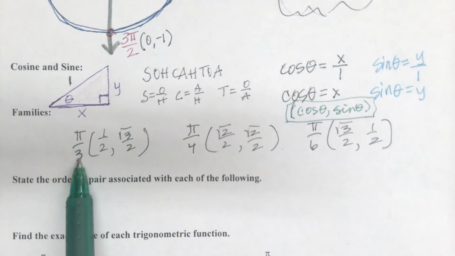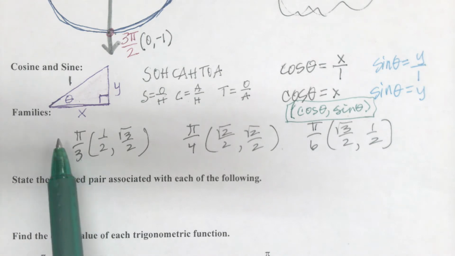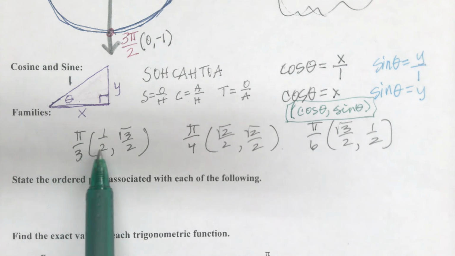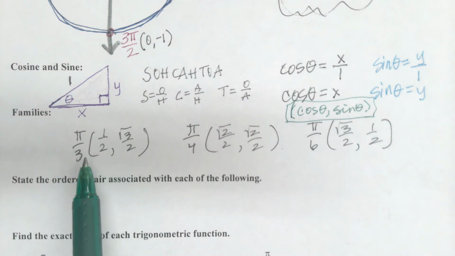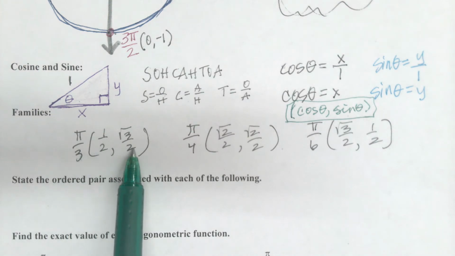If I wanted to figure out what the cosine of pi over 3 is, as long as my calculator's in radians, if I plug in the cosine of pi over 3, it will give me 1/2 as the answer. The cosine of pi over 3 is 1/2. The sine of pi over 3 is the square root of 3 over 2.